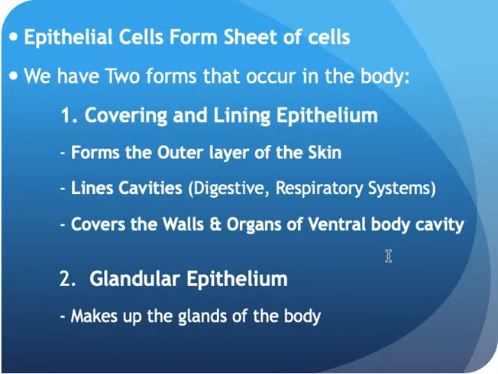So number 1 is covering and lining epithelium. It's going to form the outer layer of the skin. It's going to line our cavities, and it's going to cover the walls and organs of the ventral body cavity, okay? And then number 2 is going to be the glandular epithelium, and it's going to make up the glands of our body. And for most of us, you'll do a lot of stuff on the glands when you get to part 2 of anatomy and physiology, but most of the time you're looking at glands, you're looking at secretions, you're looking at producing hormones, things like that, okay? So we'll look at those. That'll be the end of this part 1.